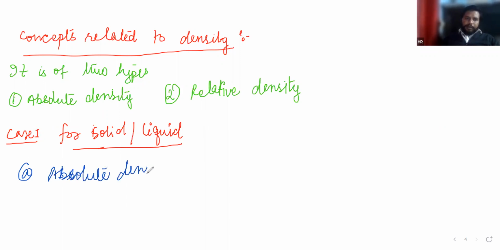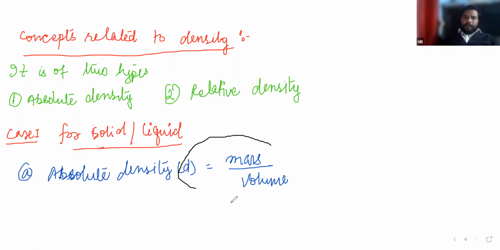Absolute density, D equals mass upon volume. You can calculate its unit, which will be gram per centimeter cube, gram per ml, according to the question or according to the situation. You can also calculate it in terms of meter cube, liter, whatever the situation is, you can use it.